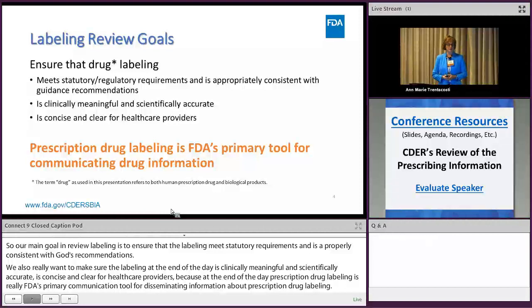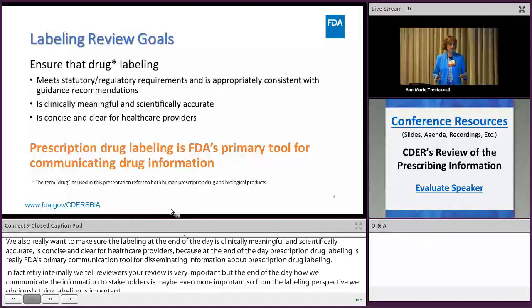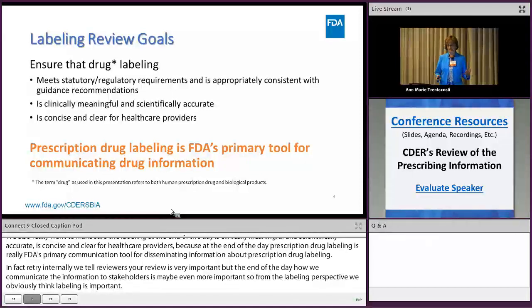So from a labeling perspective, we obviously think labeling is important. We think communication is important. And we think words are important. But words are important for everybody in any context, as I'm going to exemplify in the next slide.